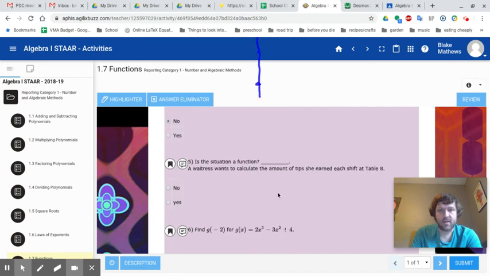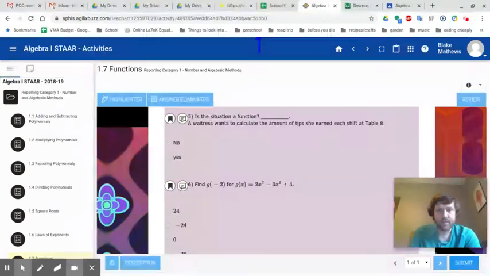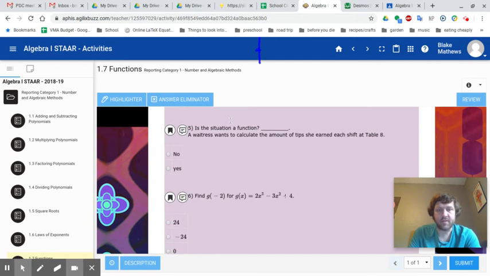Okay, we're going to let that guy slide up the page. And then there's going to be a verbal explanation. So is the situation a function? A waitress wants to calculate the amount of tips she earned each shift at table 8. And so really what we're looking for is there a cause and effect relationship. So in other words, does she earn more tips at table 8 than others? Is there a relationship? And so yes, this describes a relationship. So that's a yes. If there wasn't a relationship, it would be no.